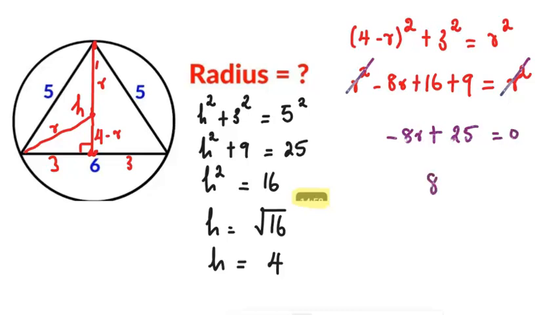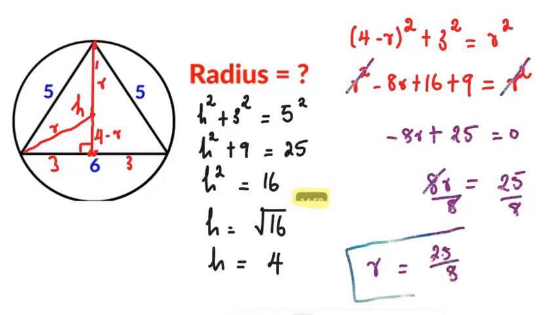From here, we get 8r is equal to 25. Now we divide both sides by 8, right? So we see this 8 gets cancelled with this 8, and from here we get r is equal to 25 over 8. And this right over here is our right answer.